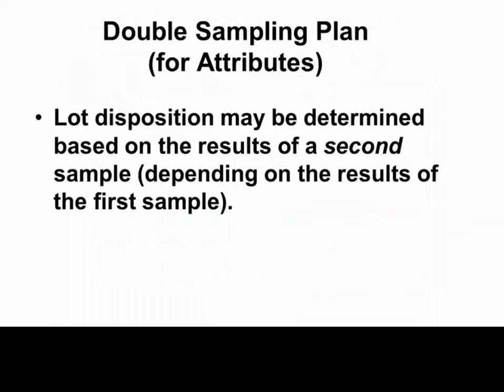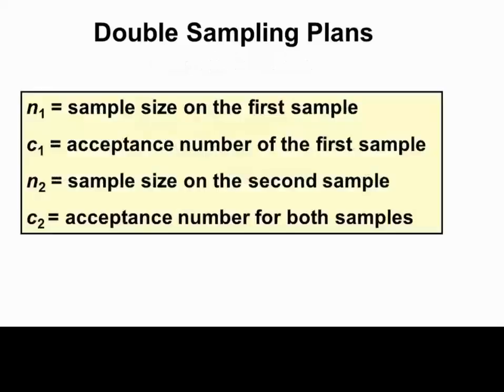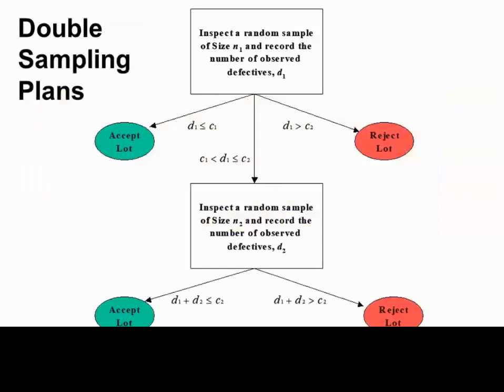Okay. Let me say a few words about the double sampling plan. Again, still talking about attribute data. This is where we may require a second sample to disposition the lot, dependent upon the results of the first sample. So for the notation, I'm just going to add an extra N and C for the second sample. So we have N1, C1, the sample size and acceptance number for the first sample. And then N2 and C2 are the sample size for the second sample, and C2 would be the acceptance number considering both samples.